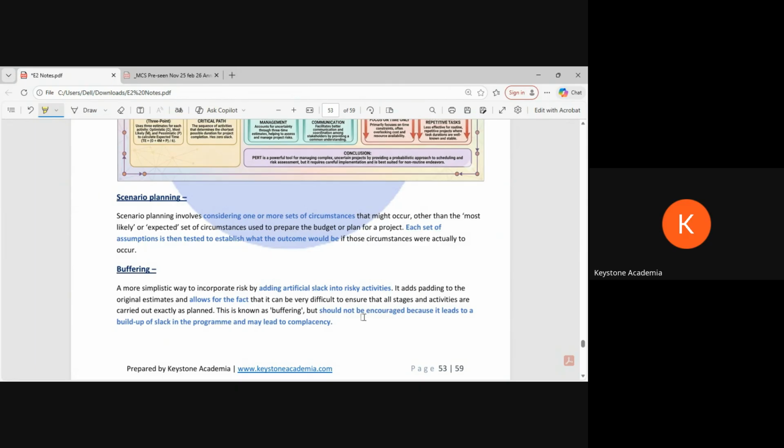It should not be encouraged openly. Therefore, managers will know about this buffering. The directors will know, but they won't communicate this to the employees, otherwise employees will be laid back. They'll always try to build a pressure on employees: okay, we are running late and have to get it done.